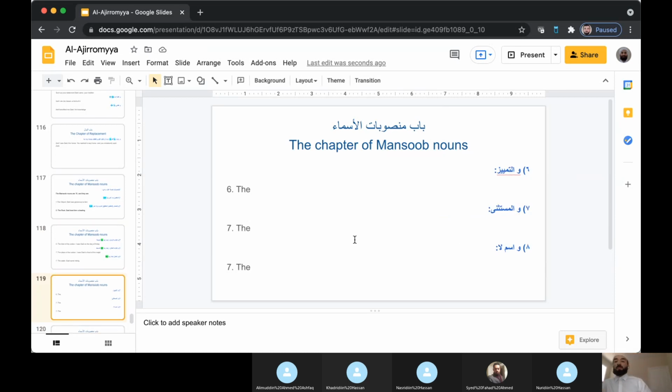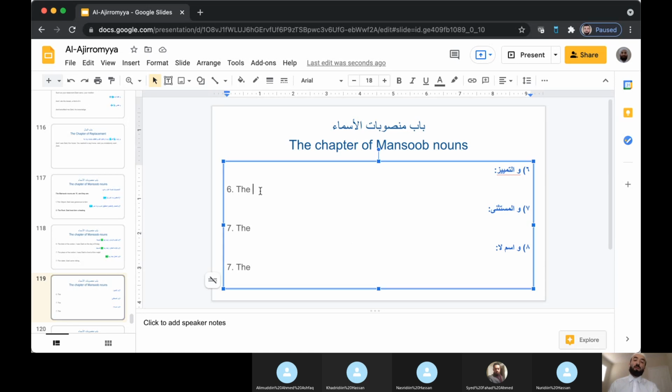The sixth one is tamyiz. Tamyiz is another mansub noun, and basically there are two types of tamyiz, and tamyiz means the clarifier. The clarifier is a good way of translating it. I'll think of more words to use for the translation, but it clarifies something. It either clarifies a relation or an essence.